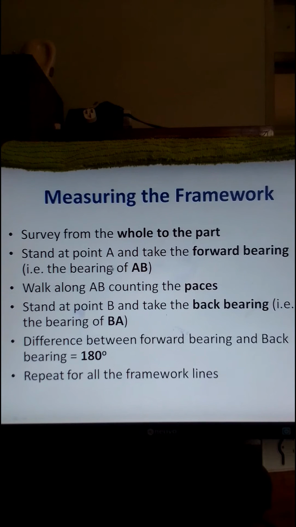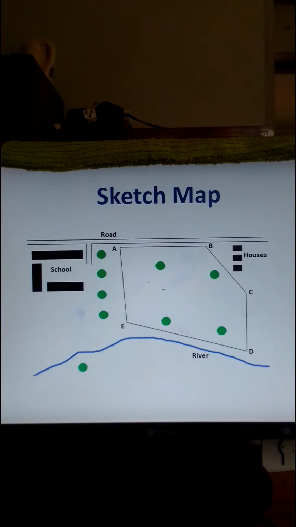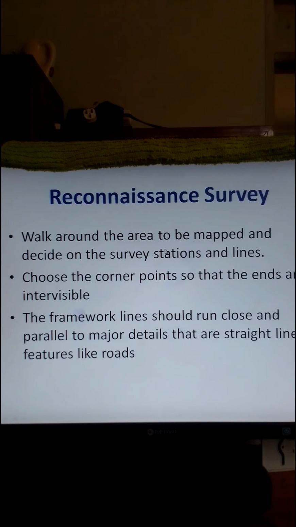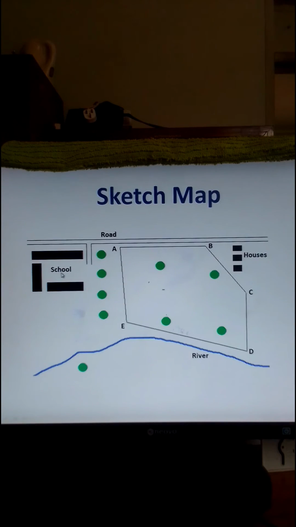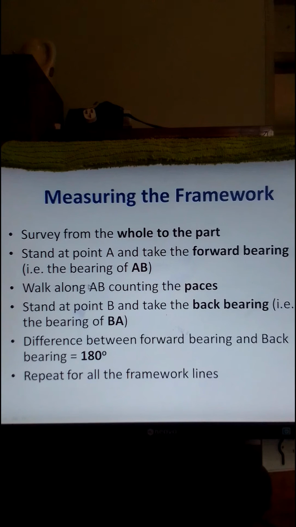Now next, after taking the forward bearing, you walk along line AB and count the paces. So in this case, the measurements we are doing here, we are pacing. You walk along the line and count the number of paces and record. We call it pacing.